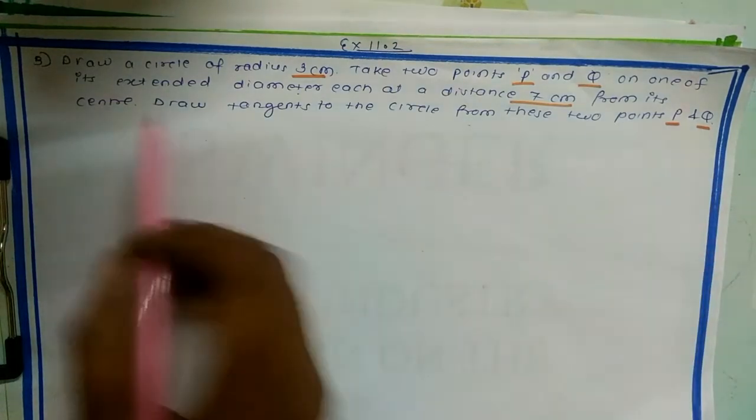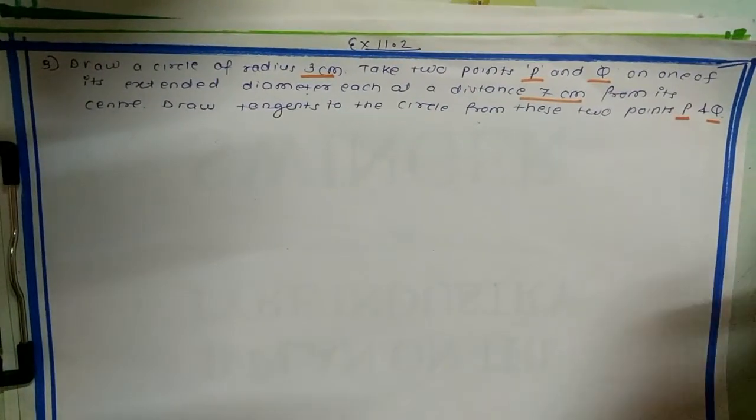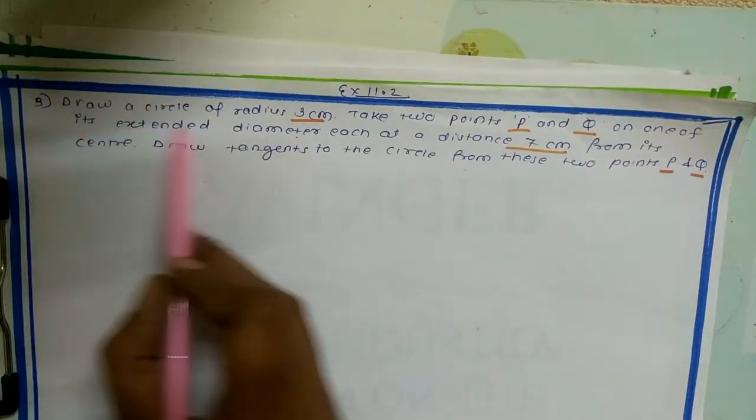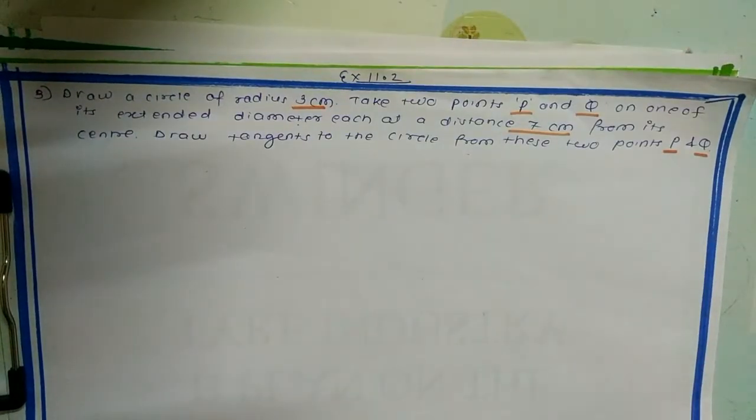So first of all, we have to read the question completely. One by one, we will go on doing the construction. First of all, you have to draw the circle of radius 3 cm. So take 3 cm in the compass and draw one circle.